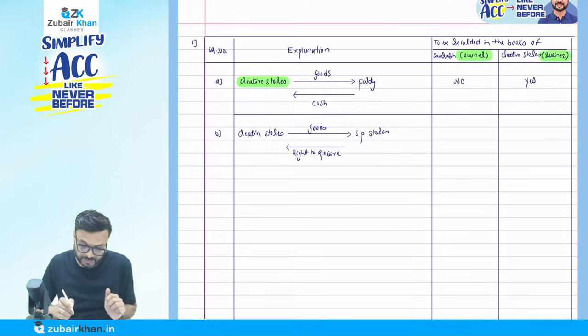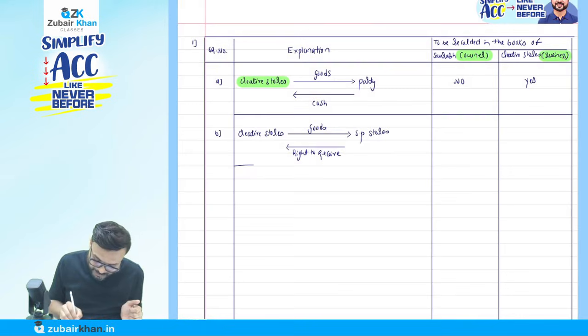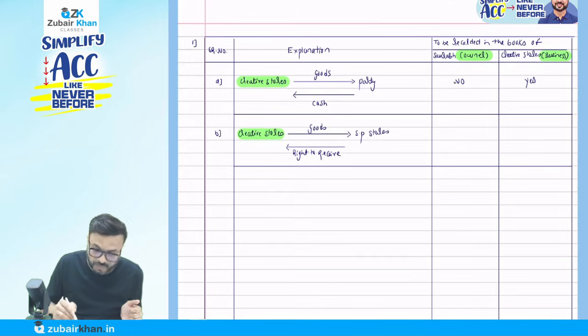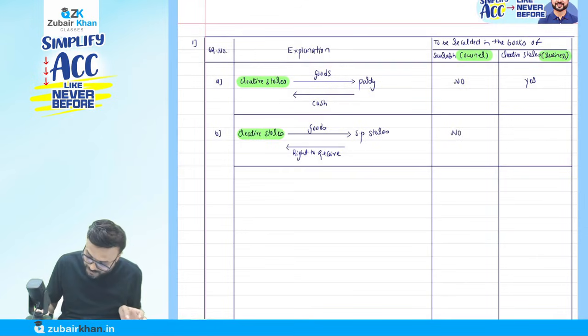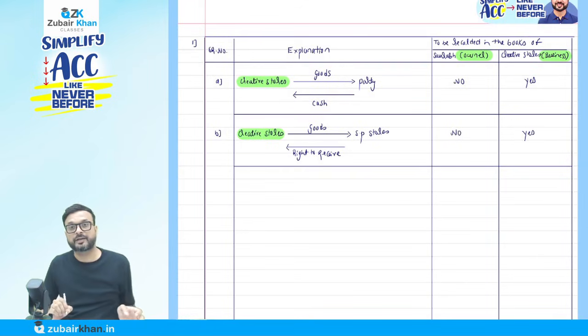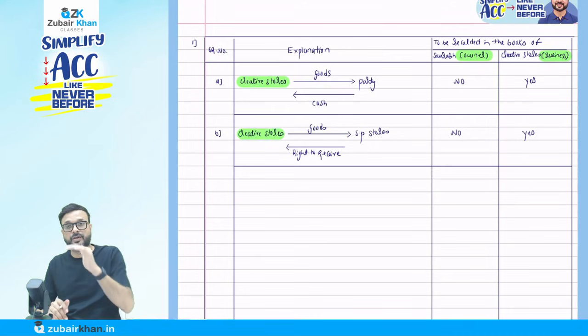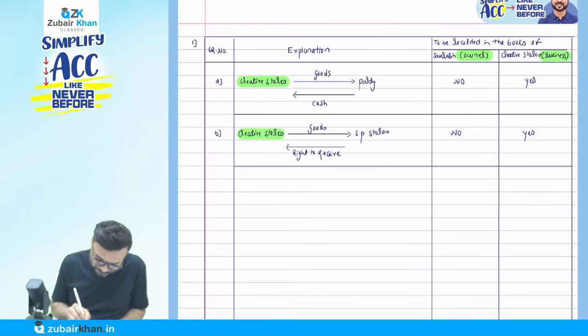It's a credit transaction. It might be cash or it might be credit. Now who is involved here? This creative stores, okay? Whether Saurabh is involved. So here it will come no, and here it will come yes. You got the point? This is how to decide in whose books of account it is going to be recorded. How to record it, we'll discuss later. But yes or no? Okay.